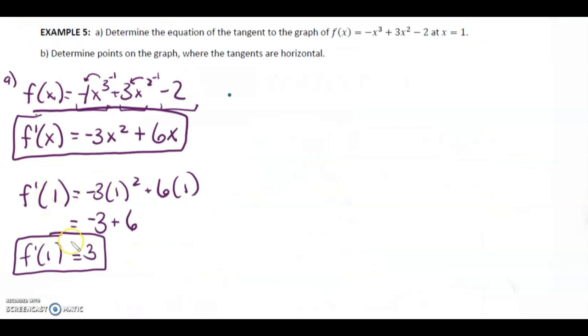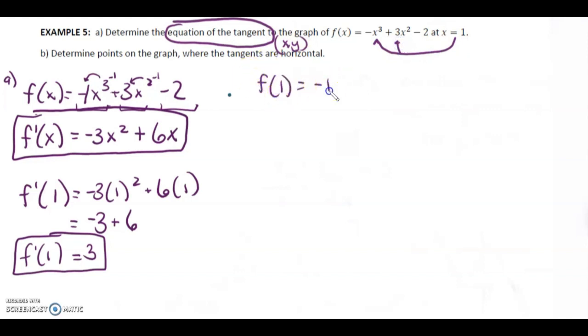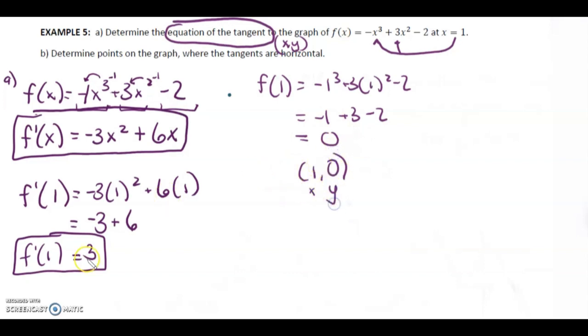So we know that the slope of the tangent line at 1 is 3, but we need the full equation of the tangent. So what we need is a point x comma y. So we're going to take this 1 and sub it back into the original. So we're thinking to ourselves, okay, what is f at 1? Well, negative 1 cubed plus 3 times 1 squared minus 2. Negative 1 plus 3 minus 2. We get 0. So we get the point 1 comma 0 to use as our x and y. And f prime at 1 is 3, which is our m value.